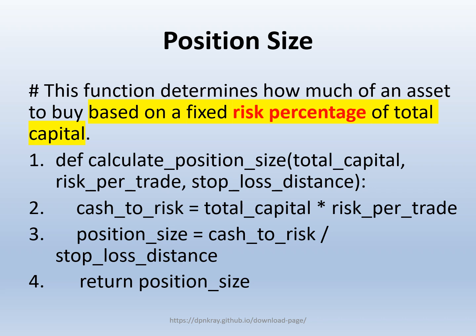Then position size. This function determines how much of an asset to buy based on a fixed risk percentage of total capital. How to define it? I have defined it with the name calculate position size, with three parameters: total capital, risk per trade, and stop loss distance. Cash to risk is total capital into risk per trade, and position size is cash to risk divided by stop loss distance.